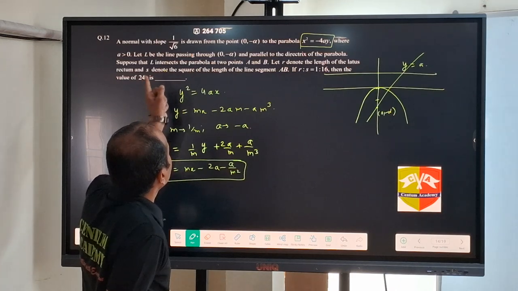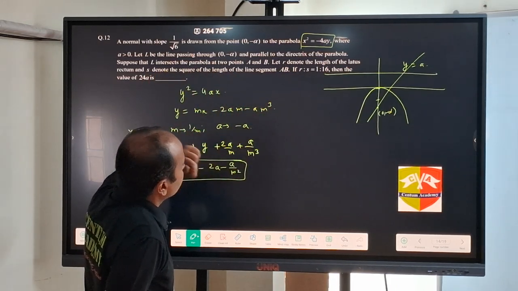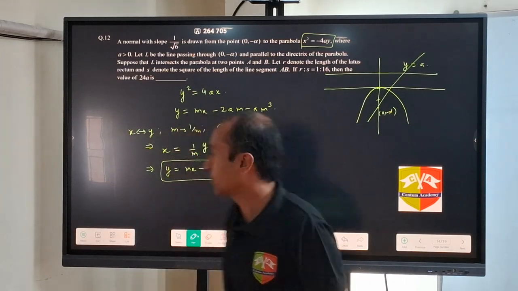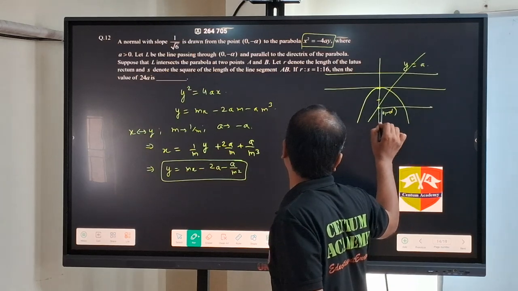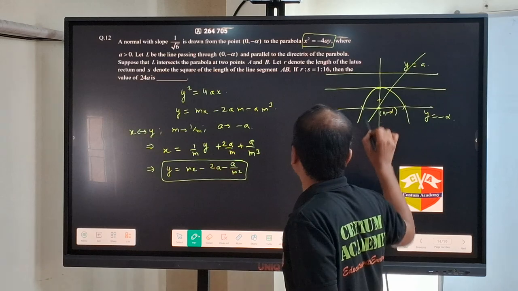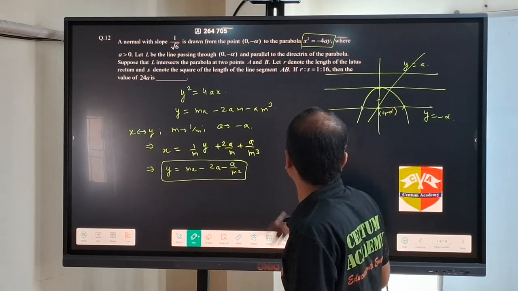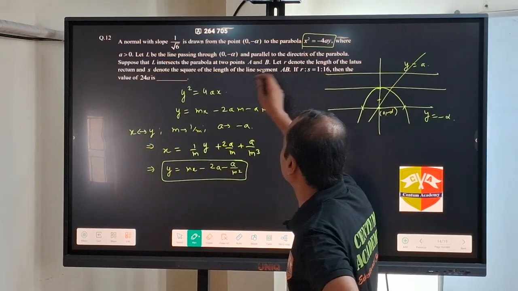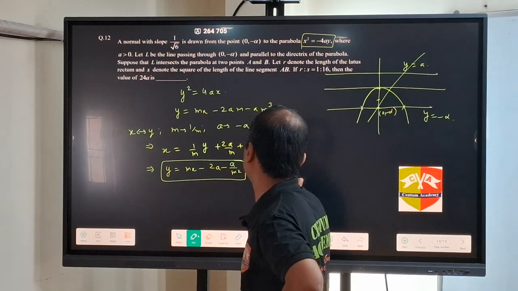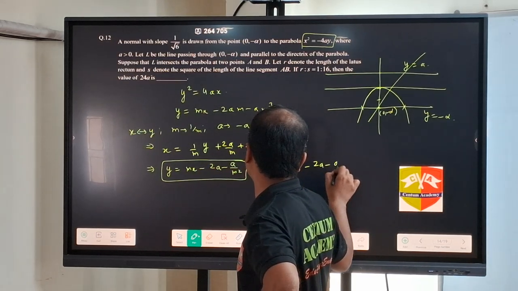Okay, let L be a line passing through 0, minus alpha and parallel to the directrix of the parabola. So this line will be y equals to minus alpha. This line y equals to minus alpha cuts the parabola at two different points. We are going to talk about them. Now this point is actually the same where the normal cuts the y-axis, which is x equals to 0. So if I put x equals to 0, y will be equal to minus 2a minus a by m square.